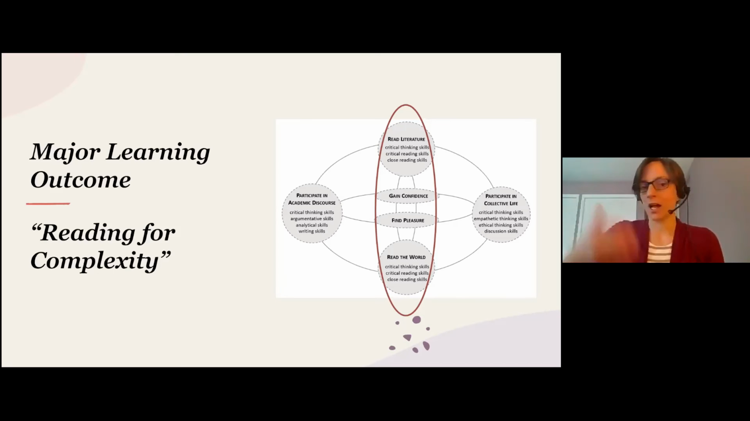And so this oscillation between reading literature and reading the world makes it so that engaging in one practice either reflects or anticipates the other. So this term, reading for complexity as an outcome, seeks to capture that movement between both kinds of reading.